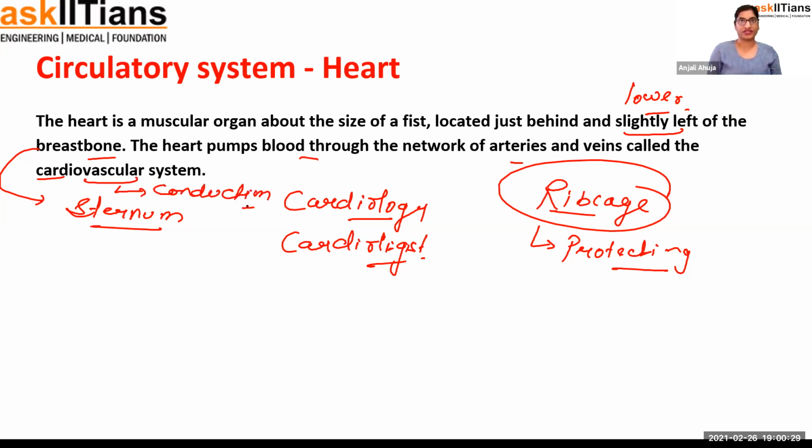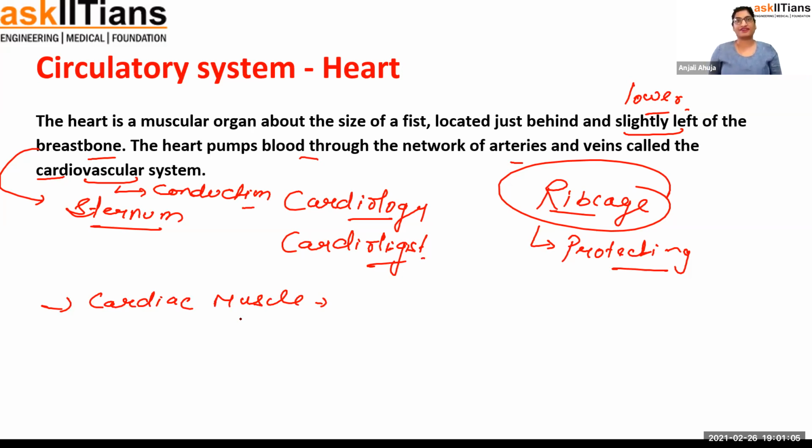Like in plants also we use the term vascular, meaning the conducting thing. In humans also we use the term. Anyways, the heart is protected by the rib cage, a fist-size structure, continuously working. The muscles of the heart are known as cardiac muscles. These muscles work 24/7 without getting exhausted. Only when a person is dying can the heart stop working, but otherwise it works 24/7.